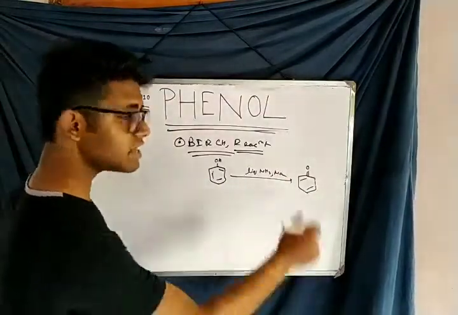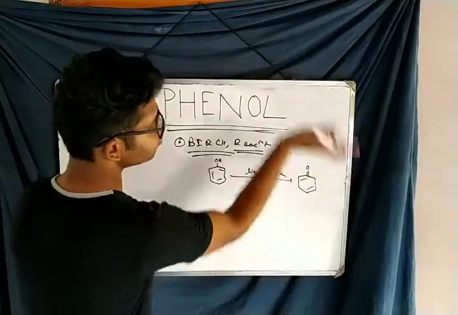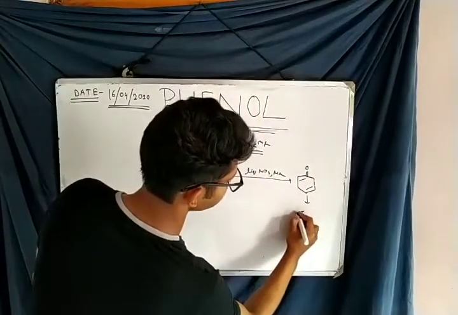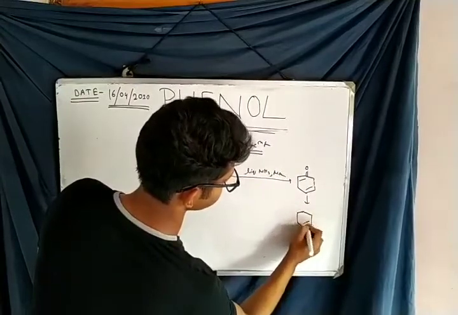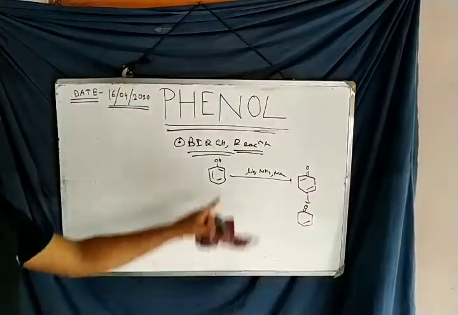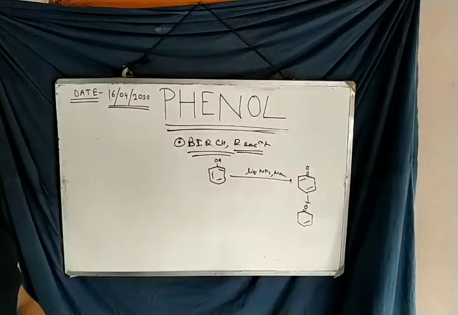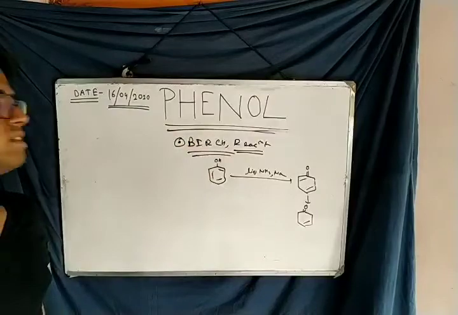Hence it reacts again and again to form a compound, and the structure that occurs in this reaction is this. This is the compound that occurs from phenol by treating with liquid NH3 and sodium. So this is the compound. This reaction is known as Birch reaction.